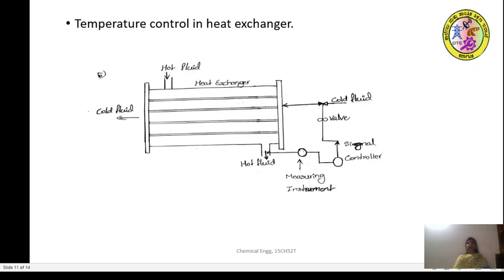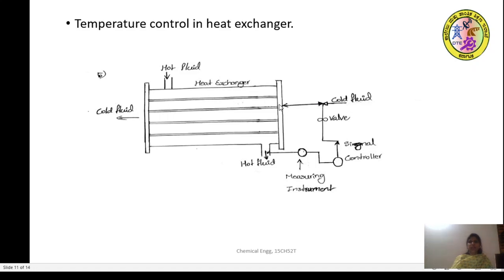Another example is how we can control the temperature in a heat exchanger. You can see the hot fluid in and the hot fluid out, maintaining the temperature of the hot water in a heat exchanger. Here the cold fluid in and the cold fluid out. The hot fluid is being sent through the heat exchanger. These are the tubes inside the heat exchanger.